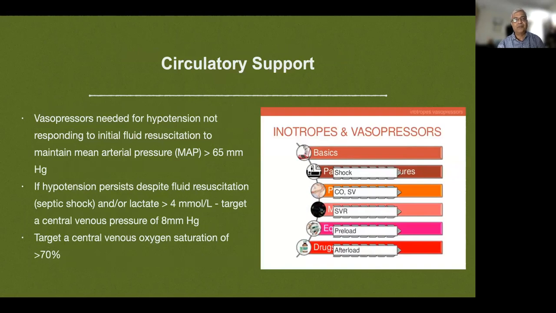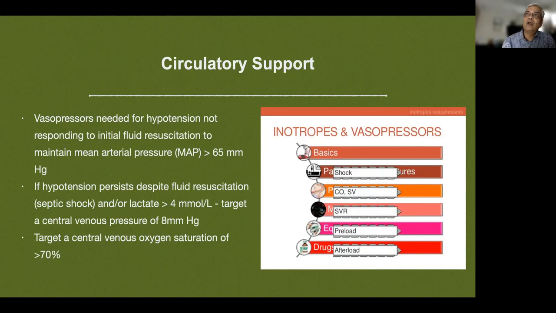Coming to circulatory support. Vasopressors are needed for hypotension in case the patient does not respond to fluid resuscitation, because we have to maintain a mean arterial pressure of at least greater than 65 millimeters of mercury. So in case hypotension persists despite fluid resuscitation, especially in patients with septic shock, or the lactate levels rise to greater than 4 millimole per liter, it indicates that the patient has gone into low cardiac output and is not getting adequate oxygenation in the tissues. The adequate oxygen is not reaching the tissues of the patient.